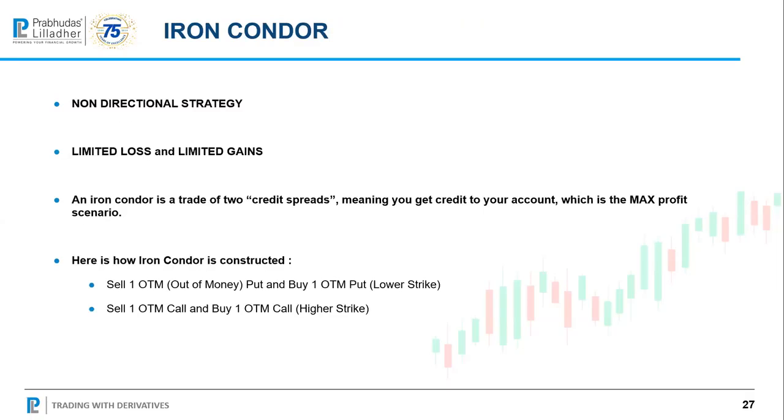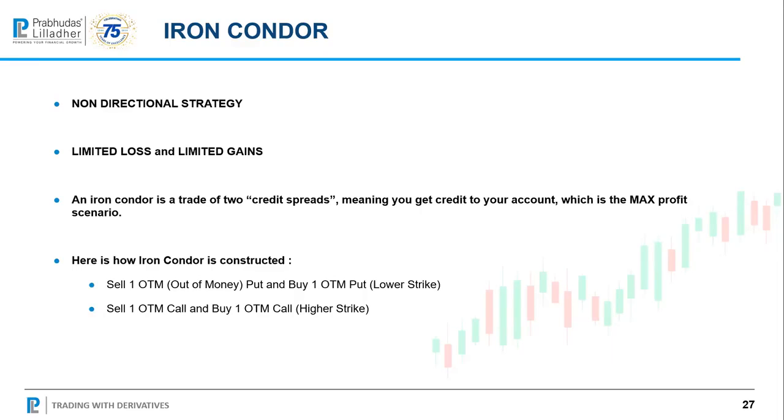So like we discussed one bullish strategy and one bearish strategy, this one is for non-directional. It doesn't matter where the market goes. This is one of the strategies that Barkman practice, where you have limited loss and limited gains. No matter wherever the market goes, your loss is limited and your gains are also limited. The strategy name is Iron Condor.